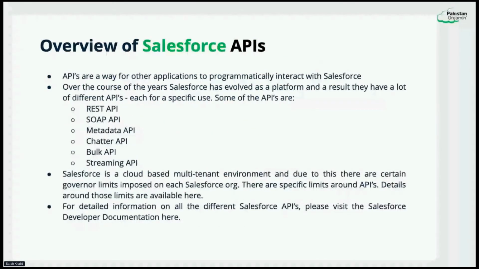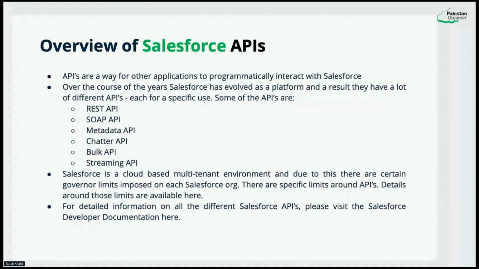So next, we're going to go into an overview of Salesforce APIs. APIs are a way for other applications to programmatically interact with Salesforce. Over the course of years, Salesforce has obviously evolved as a platform, and they have a lot of different APIs, each for its own specific use case. Some of the commonly known APIs are the REST API, SOAP API, Metadata, Chatter, Bulk, and Streaming.